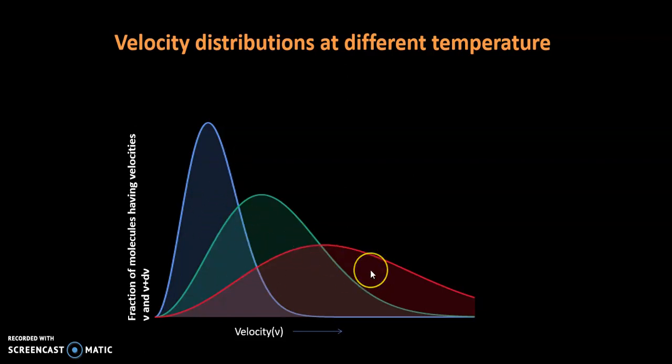Here you can see three curves. These three curves denote the distribution of speeds for the gas at three different temperatures T1, T2 and T3, where T3 is greater than T2, which is greater than T1.